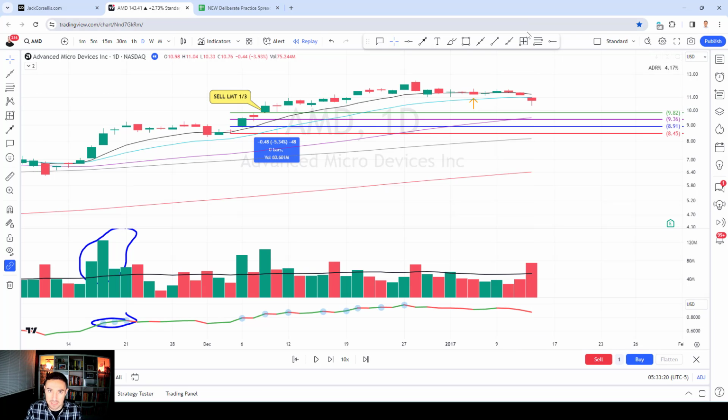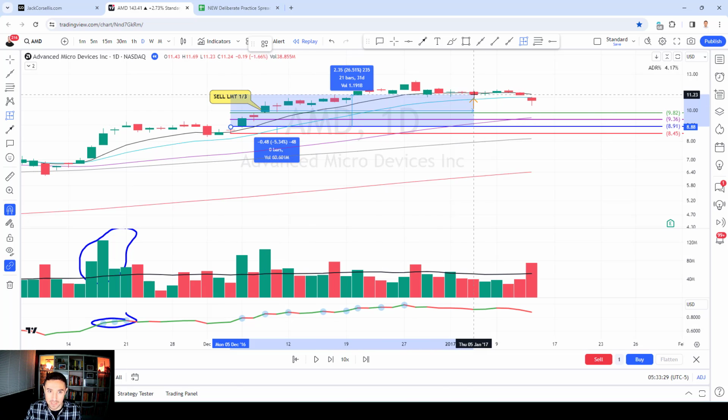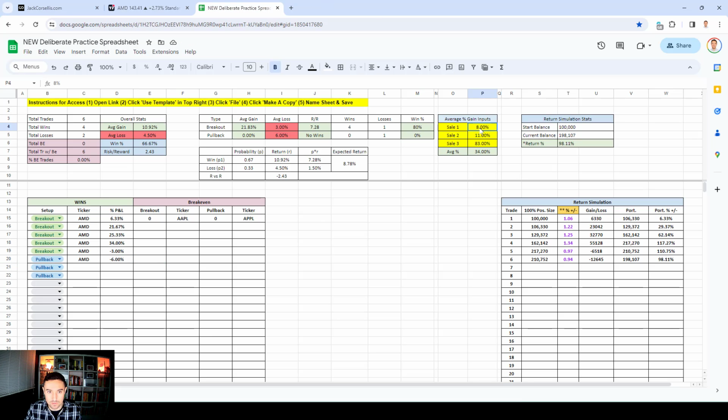Potential change of character. I know it's a shakeout, but look how the volume pops, not looking great. So our initial risk was 5.5%, so we're free rolling at 10%. So we've got 10, 26, 21. I'm going to call it a pullback buy just so we can get the figures working correctly, and that's going to be 16%.